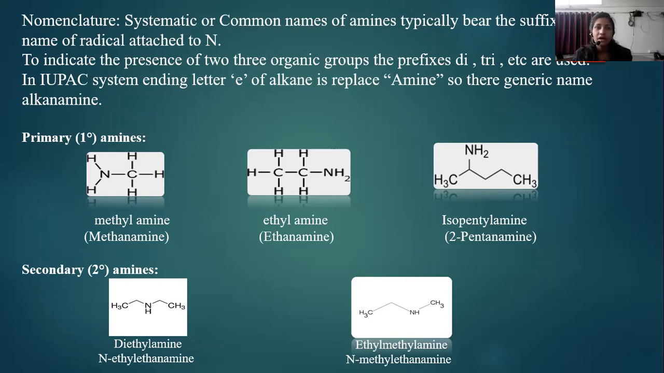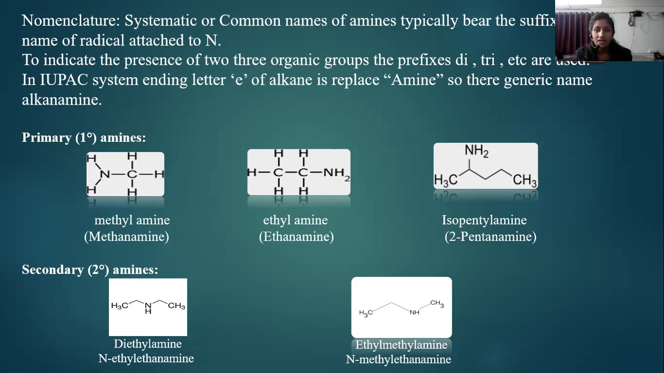Now we move to the second part, the IUPAC system of nomenclature. In the IUPAC system, the ending letter E of the alkane is replaced by amine, so this generates alkanamine. Then an example of primary amines, methyl amine. Methyl amine is converted by the IUPAC system to methanamine.